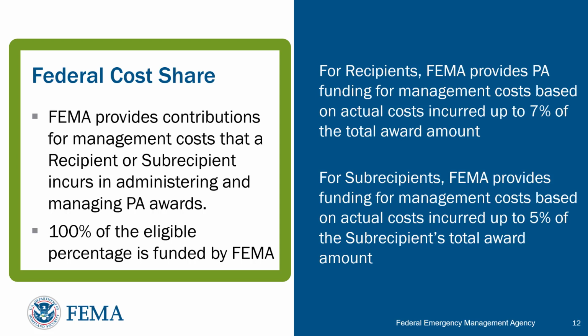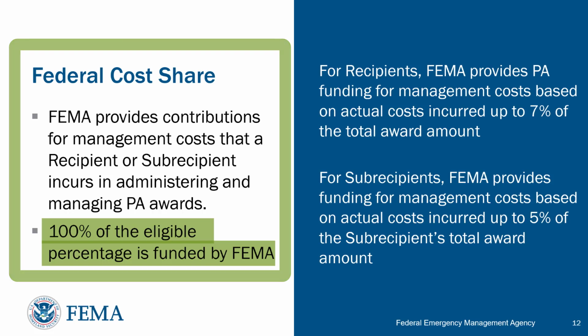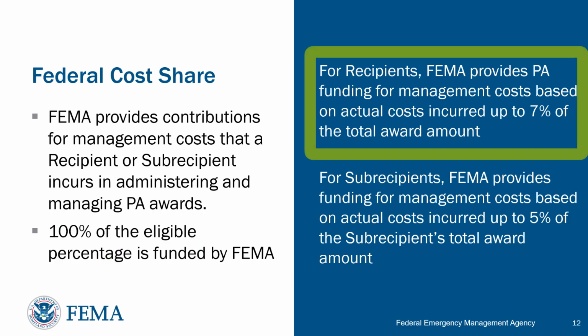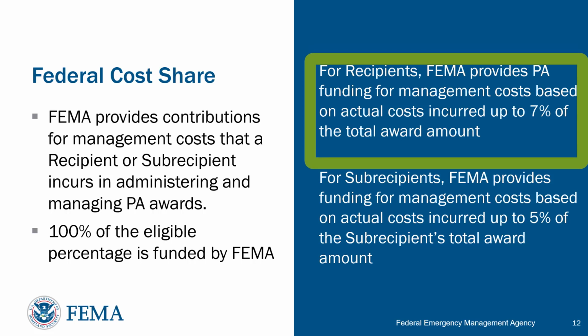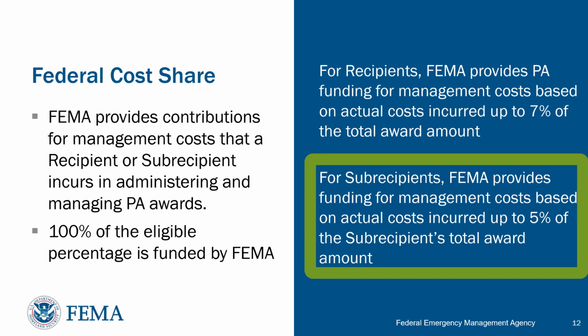For management cost projects, though, FEMA pays 100% of the eligible cost. So you don't have to worry about that 75% split. The way the costs break down is recipients. Again, those are a state, tribe, or territory, and it's tribal nations if they're applying as a recipient. Tribes can also apply as a subrecipient under states. So for our recipients, FEMA provides PA funding for management cost based on actual cost, up to 10% of the total award amount. And then for subrecipients, it's 5% of the subrecipient's total award amount.